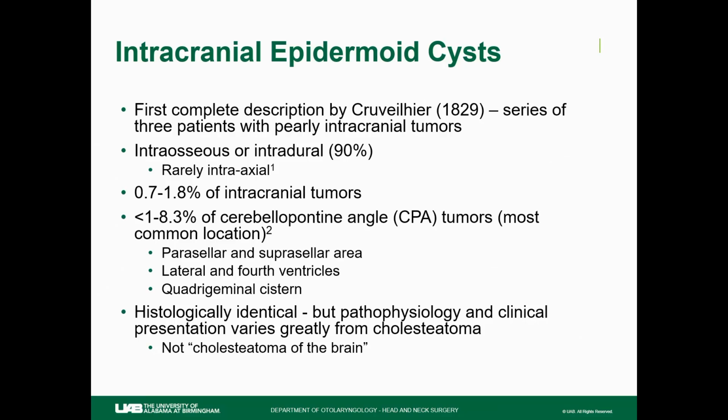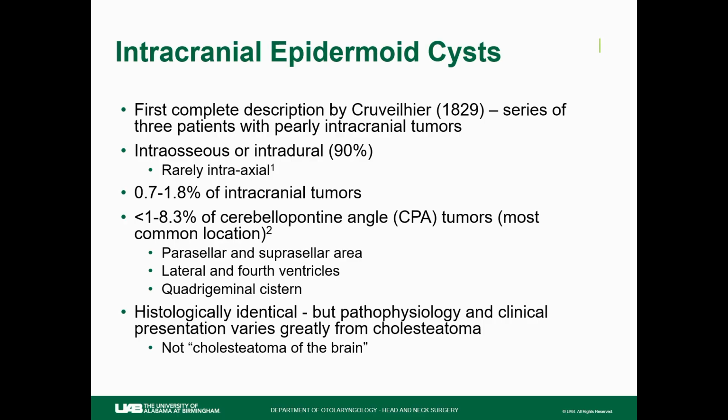So by way of introduction, I'm going to focus for a moment on intracranial epidermoid cysts. Everyone in this room is quite familiar with cholesteatoma, so I'm not going to belabor that piece. The first description of these intracranial cysts was by Cruveilhier in 1829 in his Anatomy Atlas. He described 3 patients with pearly intracranial tumors identified on autopsy. Typically, these are intradural tumors, about 90% of the time. They may have an intraosseous component and rarely can be intraaxial. They represent just under 2% of intracranial tumors.